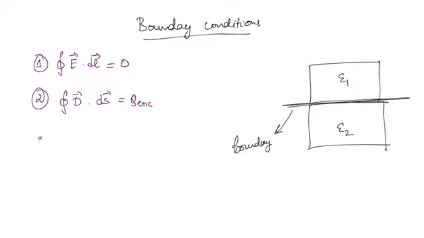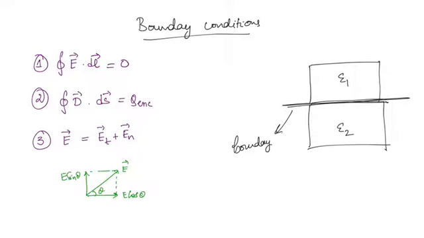Finally, this is not exactly an equation, but it is the decomposition of the electric field into the tangential and the normal components. What is the tangential component, and what is the normal component? We know that any vector can be resolved into two orthogonal components. If this is E bar, and this angle is theta, then you will have one horizontal component, E cos theta, and the vertical component, E sin theta.